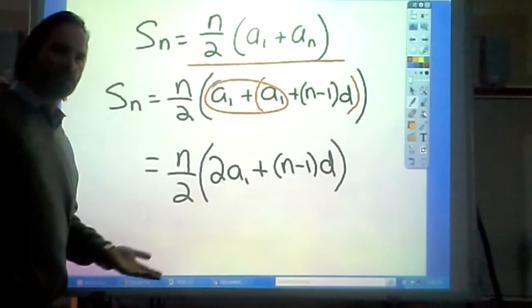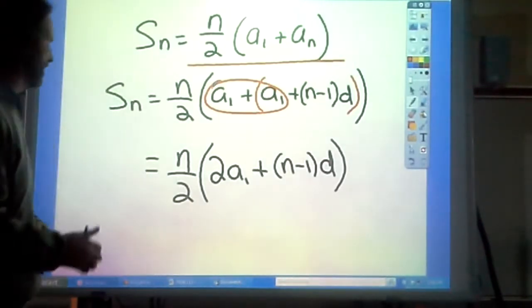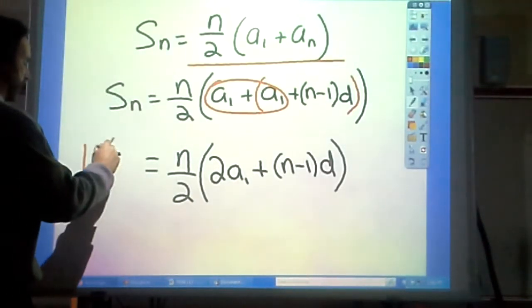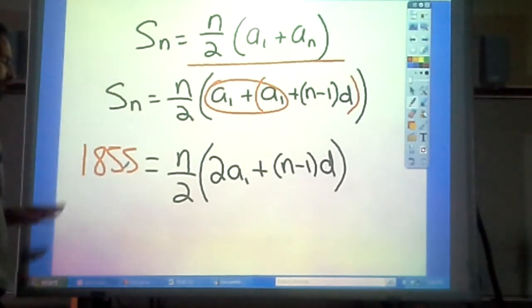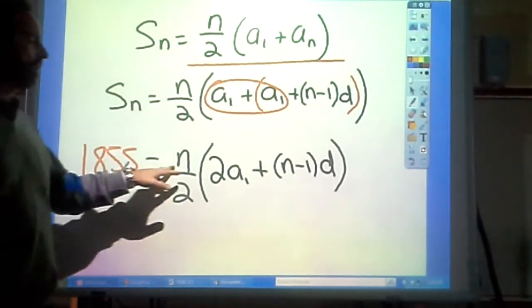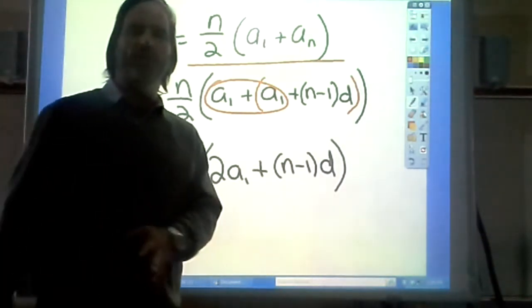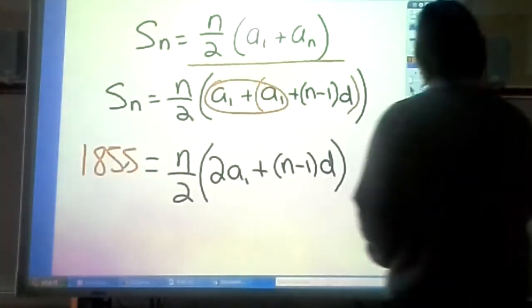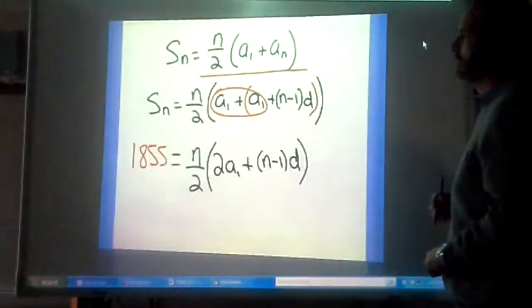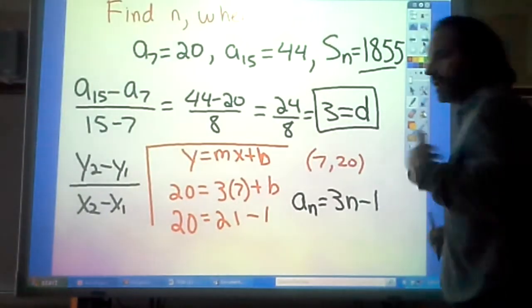And that helps us, like in this problem from the CBA, where we were given our sum and we need to solve for n. It's going to be a quadratic equation, but we can also show you a way to cheat. All right, here was our problem.